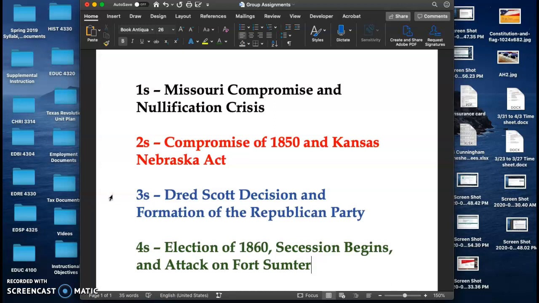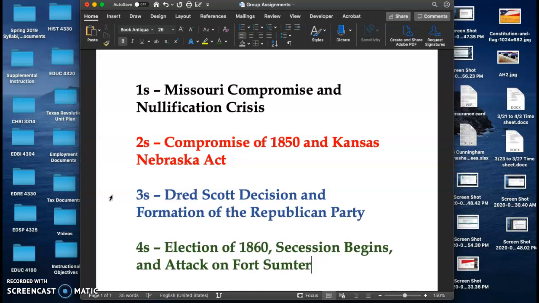So ones, this is going to be individual right now. You're going to read by yourself the Missouri Compromise and the Nullification Crisis. Twos are going to read the Compromise of 1850 and the Kansas-Nebraska Act. Threes are going to do the Dred Scott decision and the formation of the Republican Party. And lastly, fours are going to do the election of 1860, secession begins, and the attack on Fort Sumter.